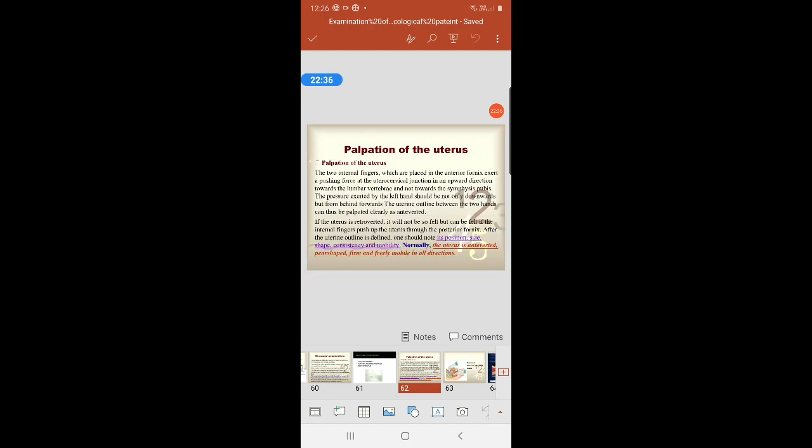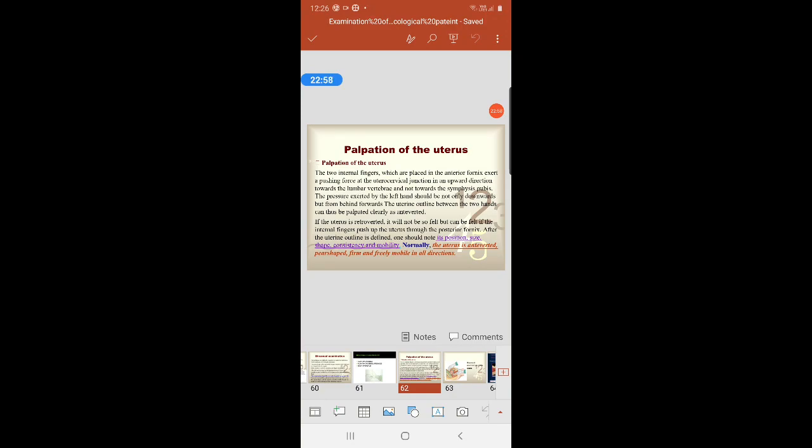Here what we have to do is palpation of the uterus, palpation of the uterine appendages, and palpating the POD or the pouch of Douglas. First is the palpation of the uterus. In this method of palpation, the two internal fingers which are placed in the anterior fornix exert a pushing force at the uterocervical junction in an upward direction towards the lumbar vertebrae and not towards the symphysis pubis.